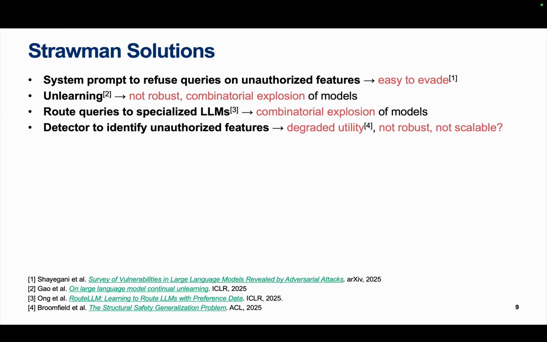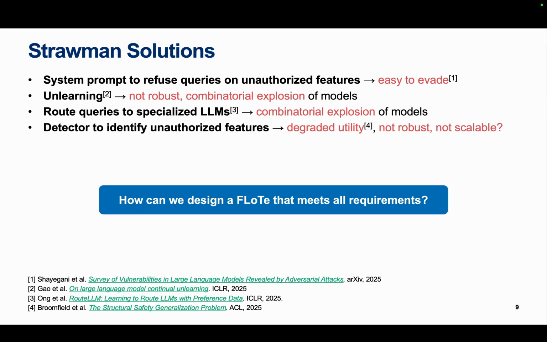For example, we can use system prompt to refuse queries. We can use unlearning. We can use LM routers. We can just use a simple detector or classifier to identify unauthorized features. But all of these have different drawbacks, and they do not meet all the requirements.